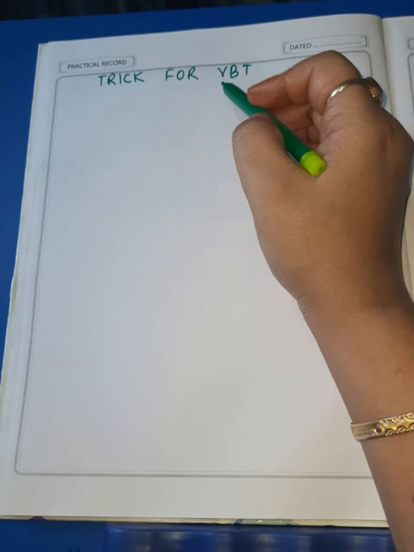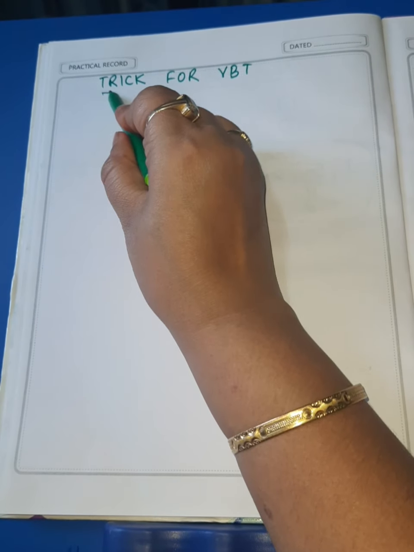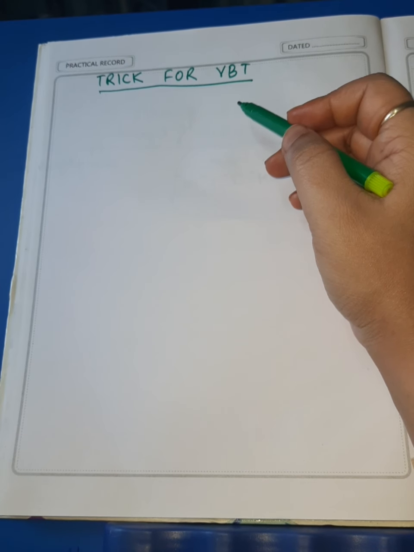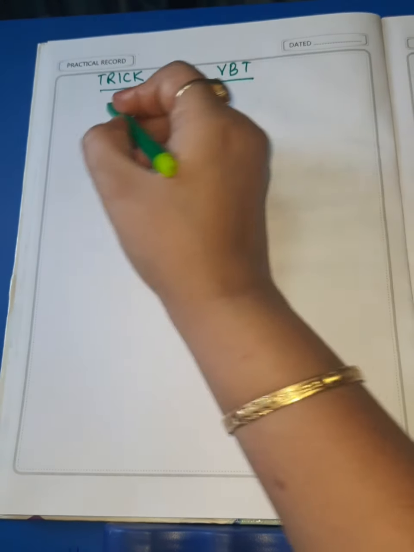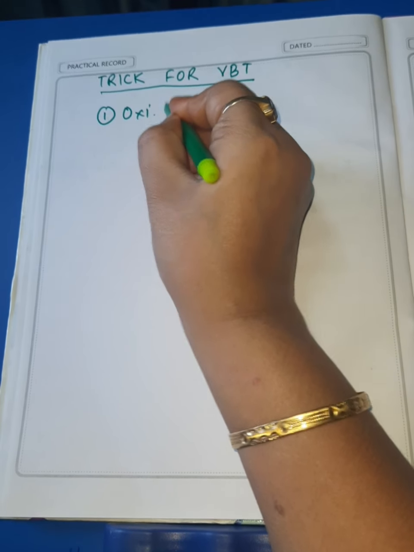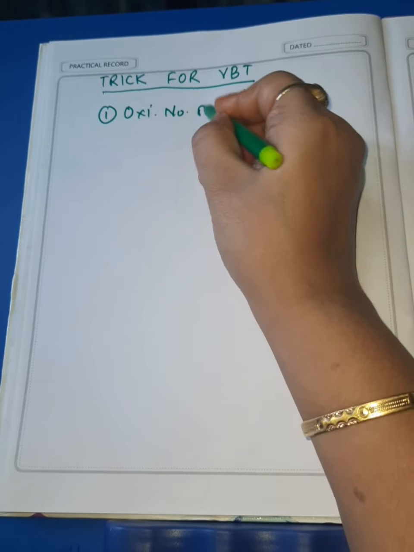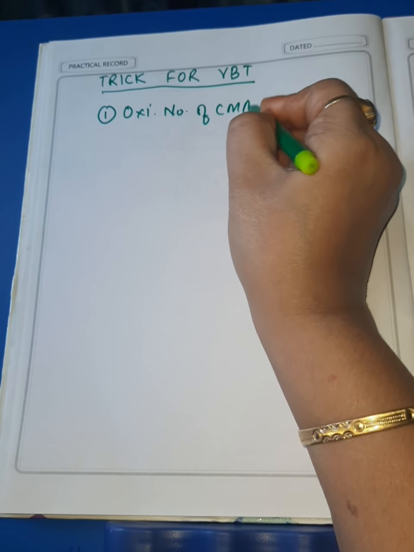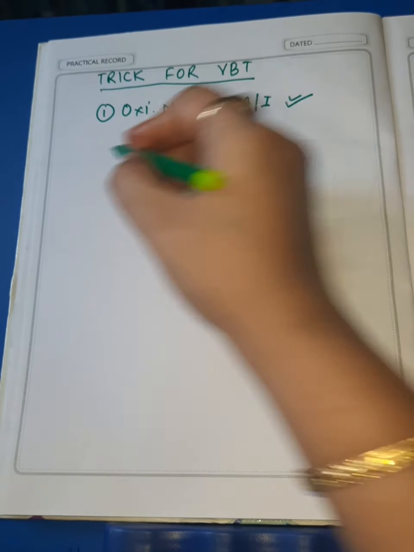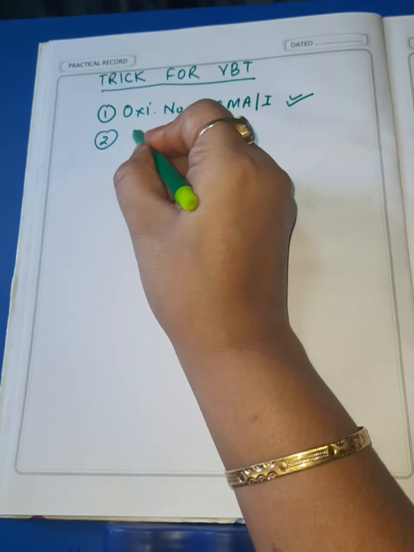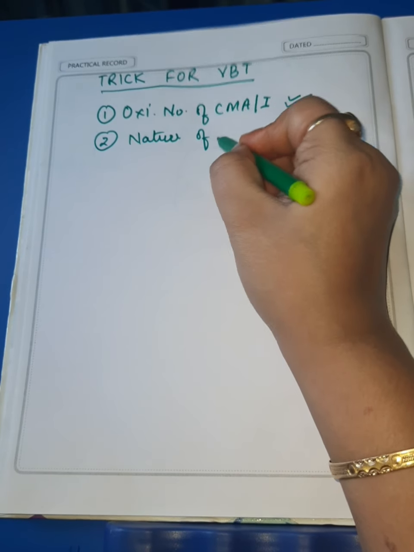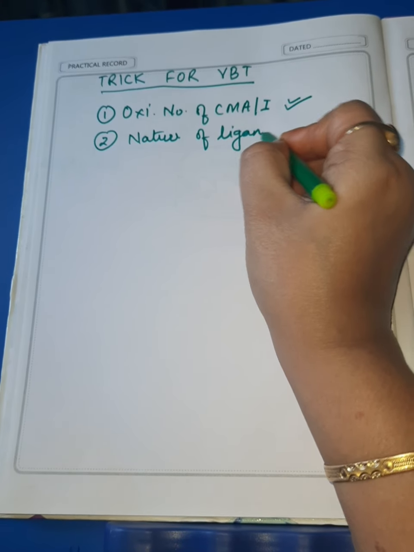In this video, dear students, we are going to study the trick for VBT, valence bond theory. There are two most important tricks to remember. The first one is you should have the knowledge of the oxidation number of the central metal atom or ion, which you can calculate very easily. Second is you should have the knowledge of the nature of ligands. Now, nature of ligands, what does it mean?